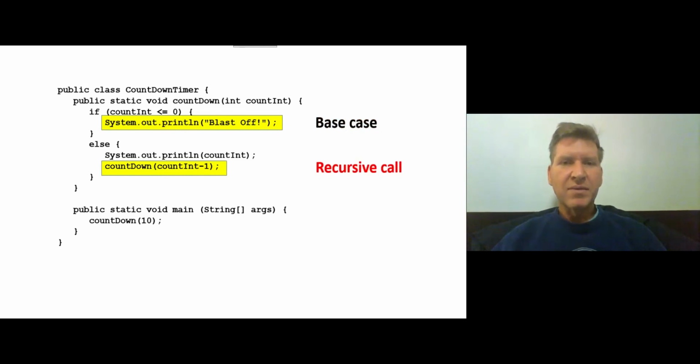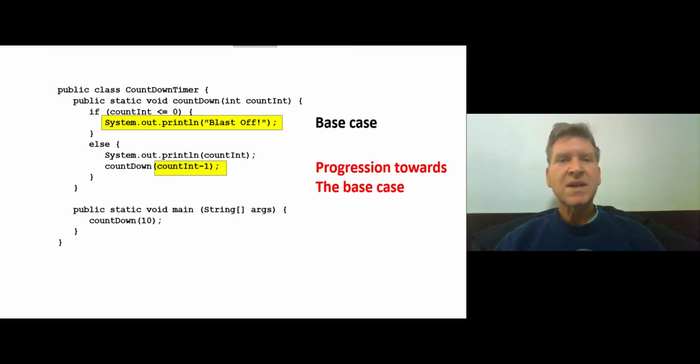We also have to have a recursive call. So this is where we actually do countdown, and then we pass the value minus 1 recursively to the same method we have. So that's the countdown method. And we're also making progress towards the base case because we're calling recursively the same method, countdown, but we're passing a value that's 1 less. And eventually you can see we're going to get down to our base case, which is where countInt equals 0. So in this case, we've met all 3 of those important laws.